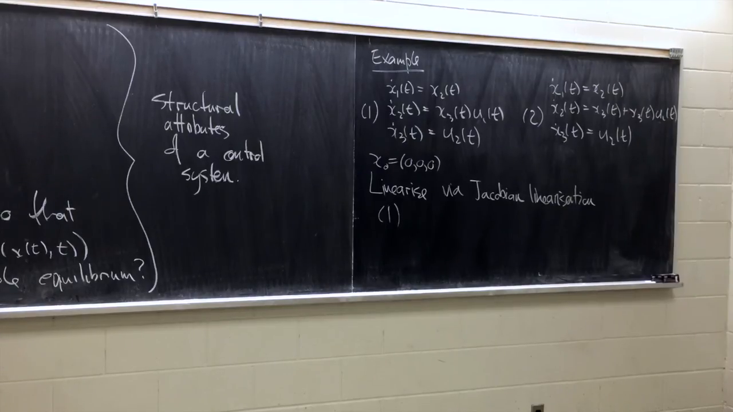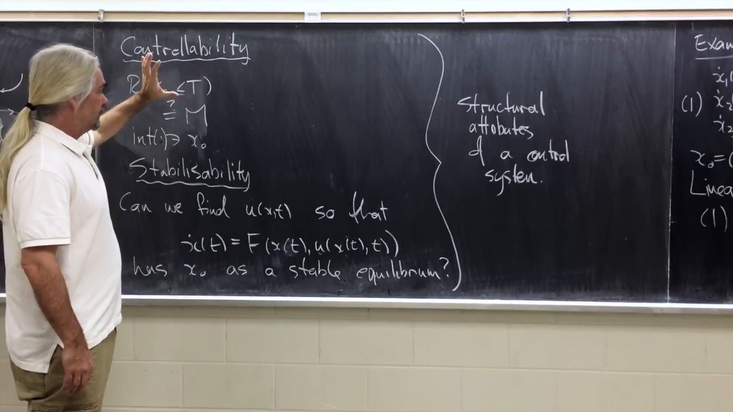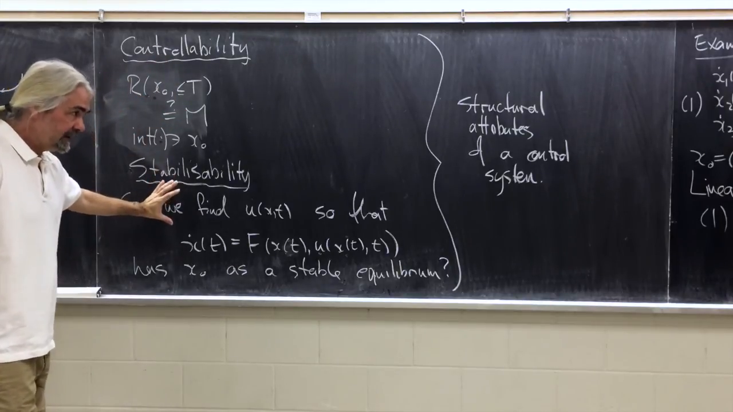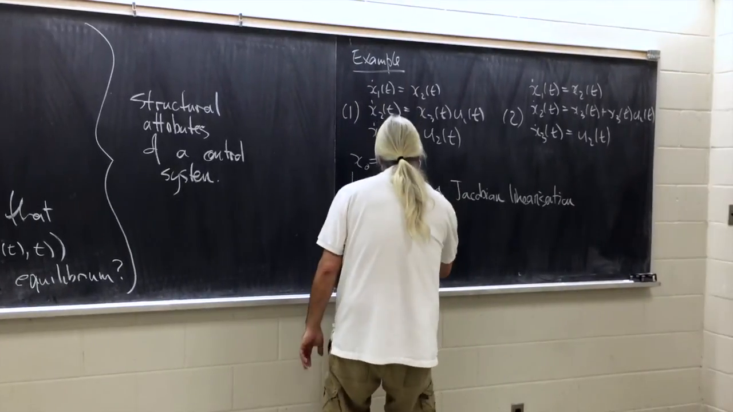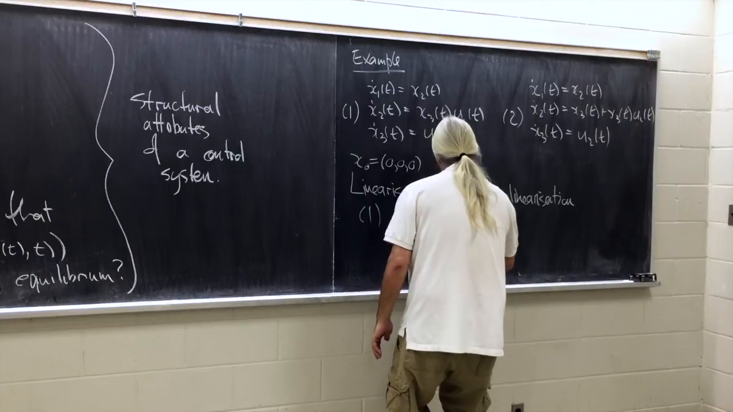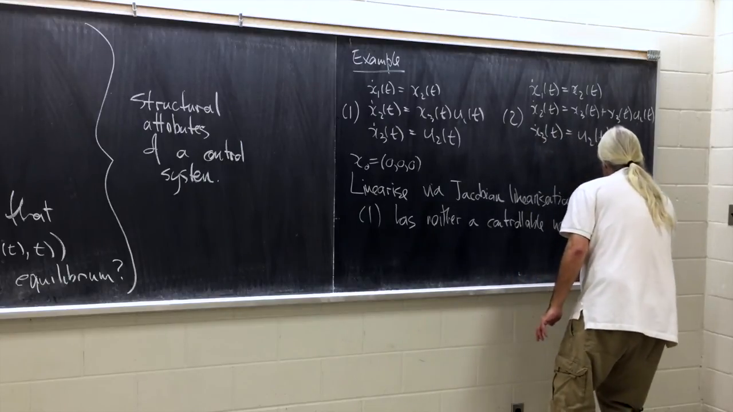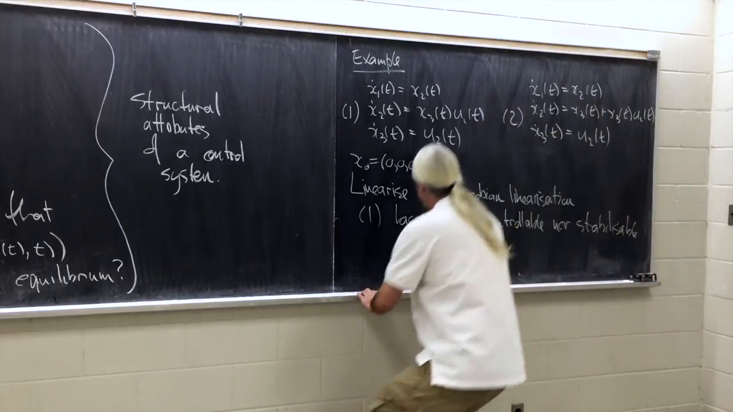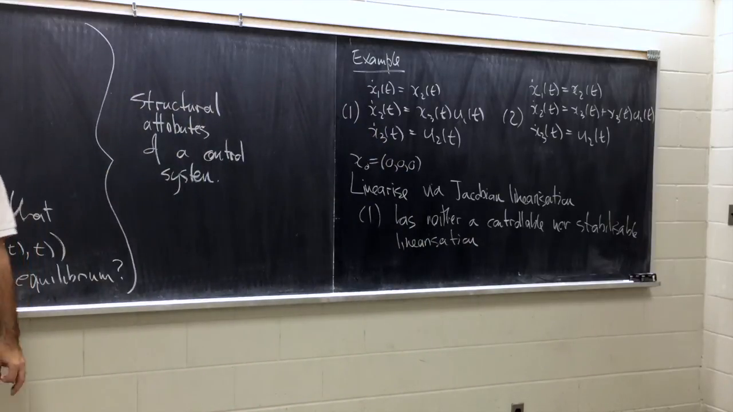So you study the controllability of the linear system and the stabilizability of the linear system, and then you pray that there's some sort of connection you can make between the controllability or stabilizability of the linearization and that of the actual system. Okay? So, when you look at the linearization of 1, it is neither controllable nor stabilizable. And so, there are standard theorems which say, if the linearization is controllable or stabilizable, then the nonlinear system is locally so. Okay, so those terms don't apply here.